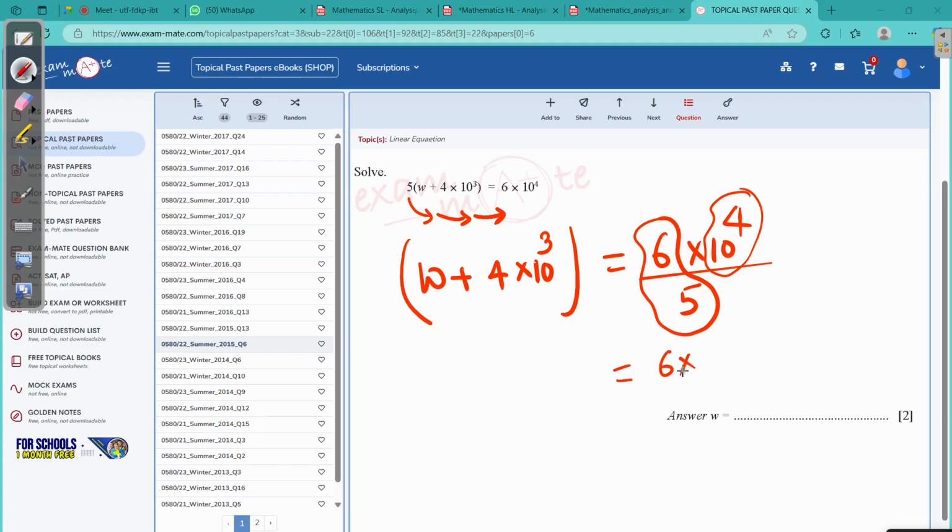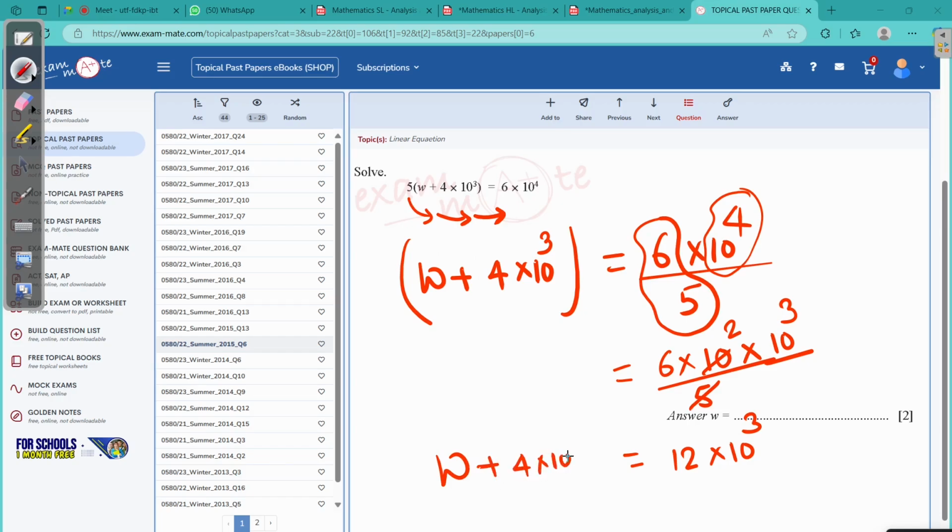Why not? We can write it in this way. See, just take 10 and think like this. Can you write this way? Out of four tens, you have written three tens together and one ten outside. Now it can be simplified easily. So it is 12 into 10 raised to power 3, isn't it? So now you are getting W plus 4 into 10 raised to power 3 equals 12 into 10 raised to power 3. Can you tell me W now?